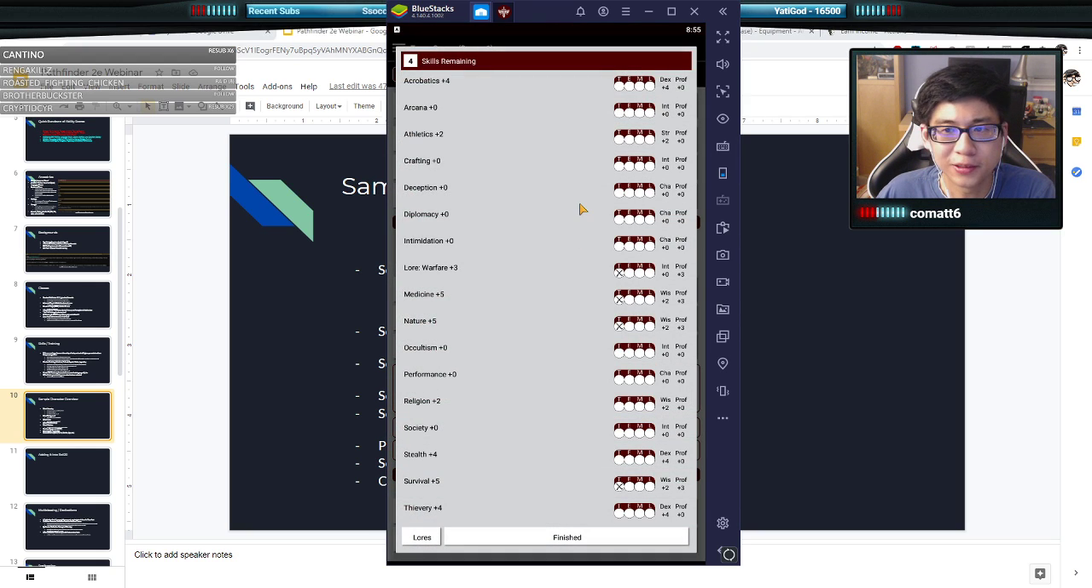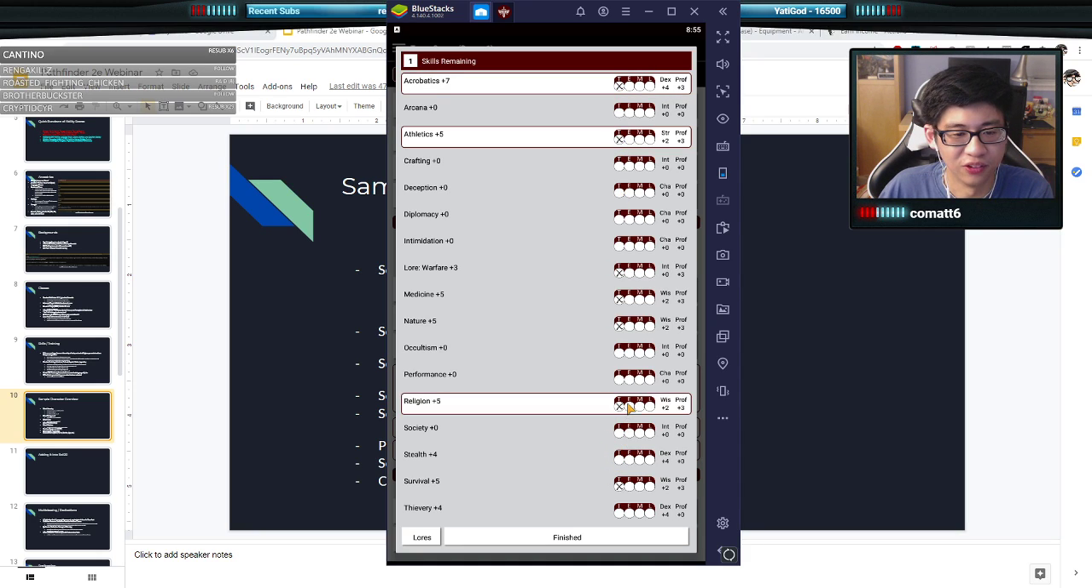Skill training. Rangers start off with training in nature and survival. My background as a field medic gives me training in medicine. So on top of that, I gain 4 additional skills in which to be trained. Rangers are trained with nature, survival, and then 4 more. So I go with acrobatics, athletics, religion, and stealth.